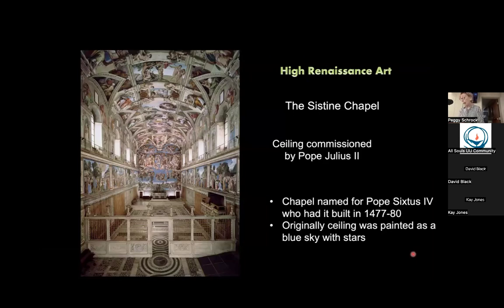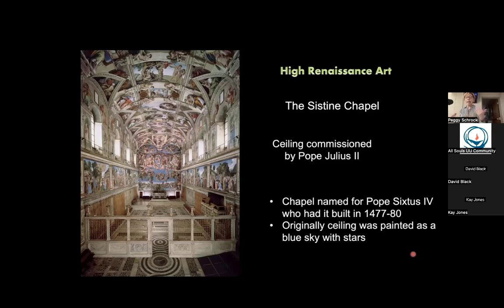He didn't want to paint. He didn't consider himself a painter. But for some reason, Julius did. Now, the Sistine Chapel was built earlier, in 1477 to 80, by Pope Sixtus IV, and it's named after him. That's what Sistine means. Sistine is an adjective relating to the name Sixtus. So the Sistine Chapel is the chapel of Pope Sixtus IV.